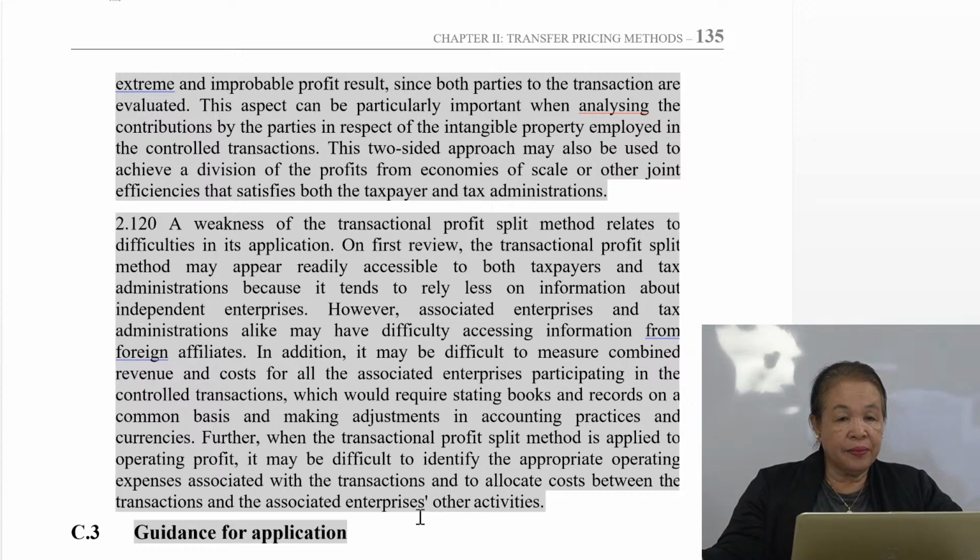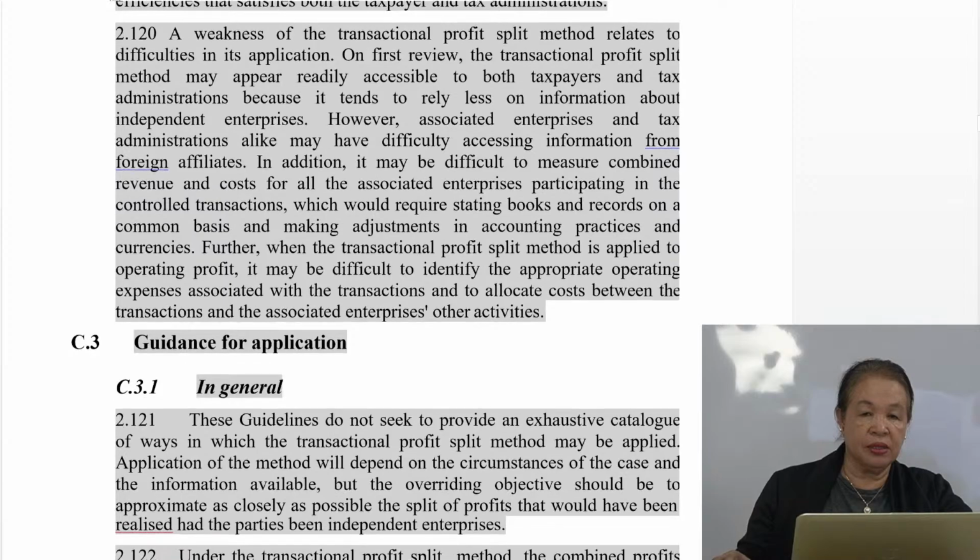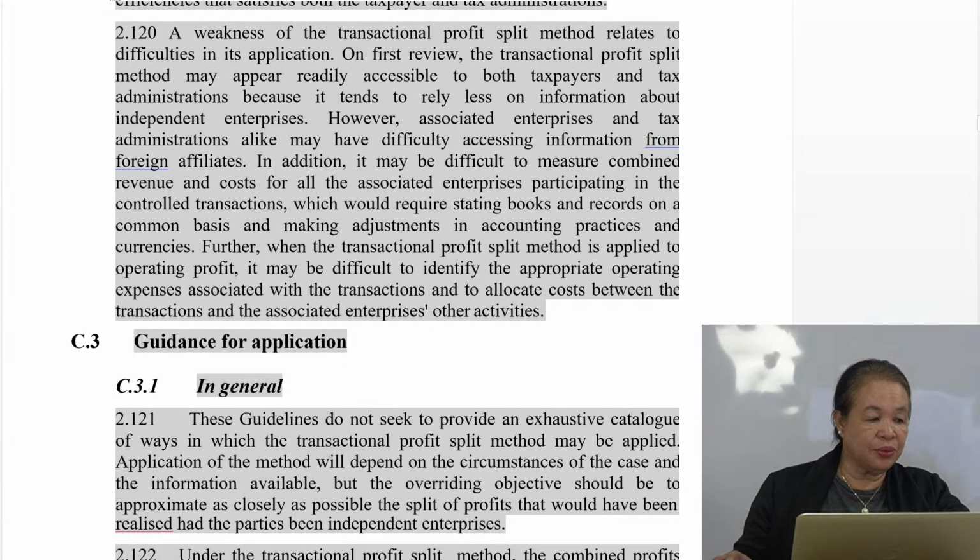Since alanganin na tayo sa oras, no? Siguro next sa Wednesday naman natin ipagpatuloy yung ating live streaming on this OECD transfer pricing guidelines, which is the 2017 transfer pricing guidelines.